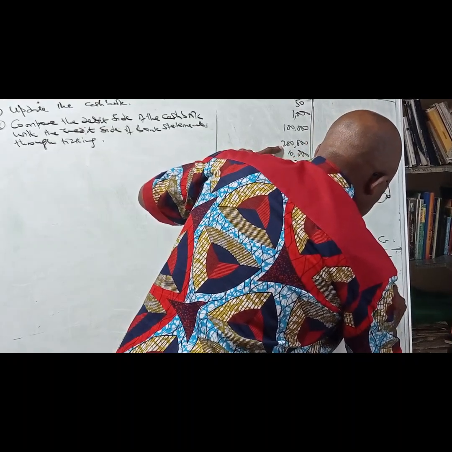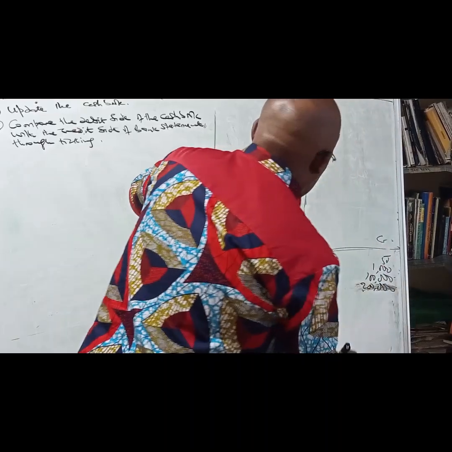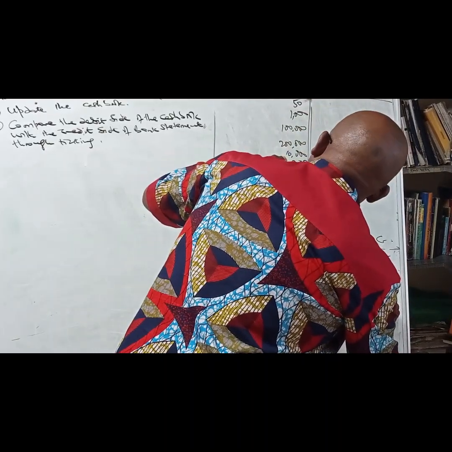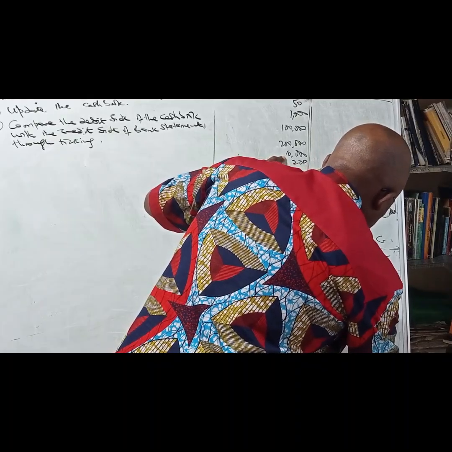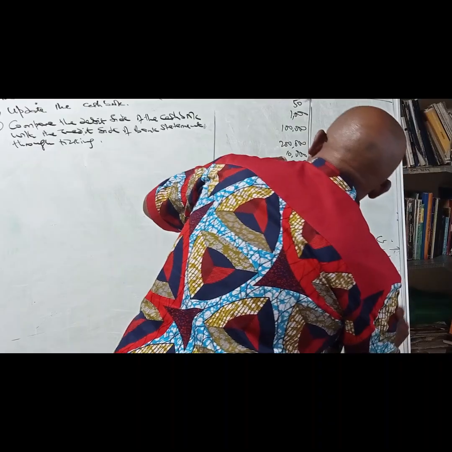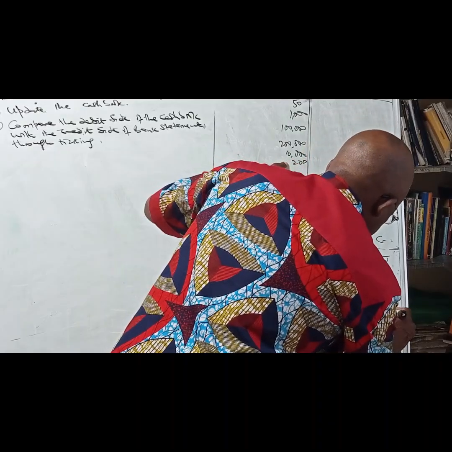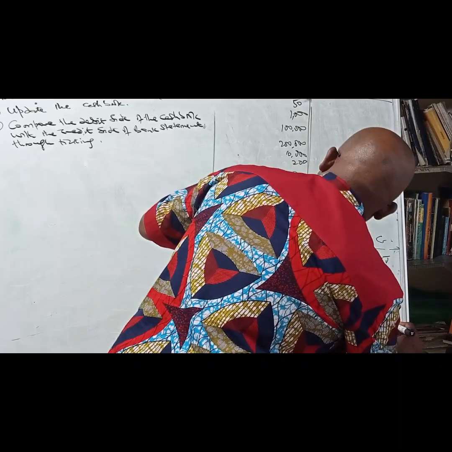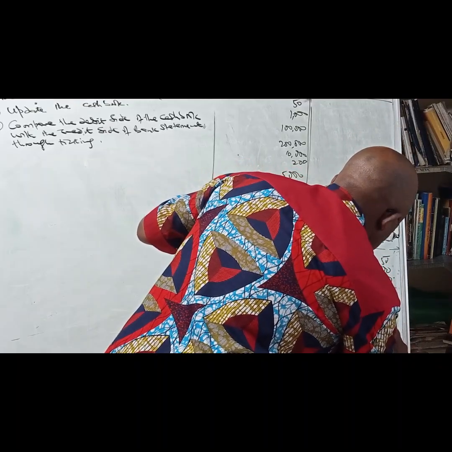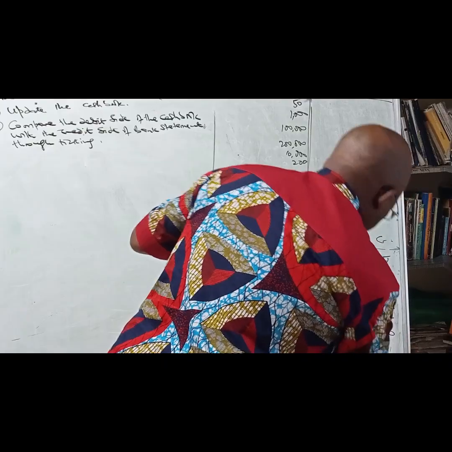100,000. Let it be 200,000. And then let this one be 10,000. Let this one be 5,000. Let this one be 200. Let this one not be there. Let this one not be there. Let this one be there. 10,000. And let this one not be there.